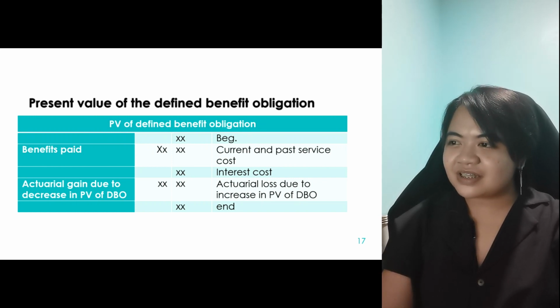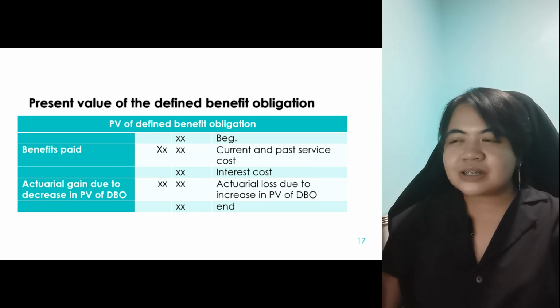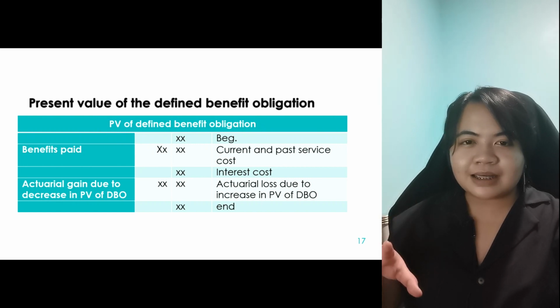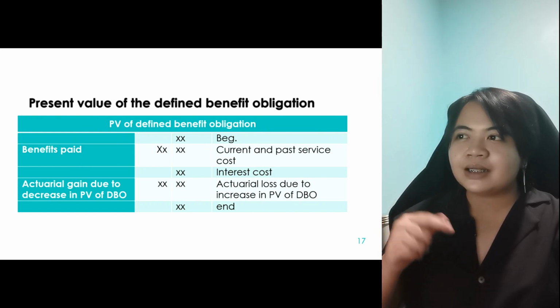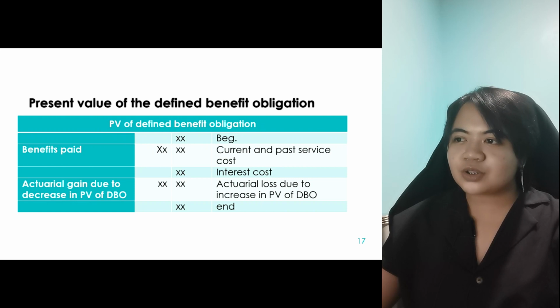Here, as you can see, this one. Because this is a liability, the normal balance is credit. So, the beginning balance is credited. You have current and past service cost, credit. You have interest cost, credit. Interest cost is the PVDBO times the discount rate. And then, actuarial loss, credit. And then, debit, benefits paid. And then, you also debit actuarial gain due to decrease.